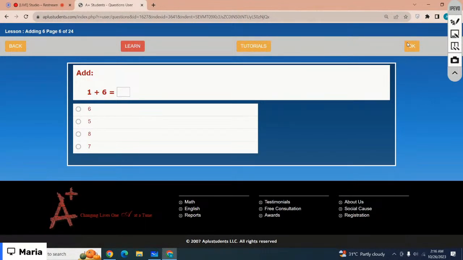Okay, the next one is 6 plus 1. So which is the correct option? Very good. 6 plus 1 is 7. The correct option is 7.